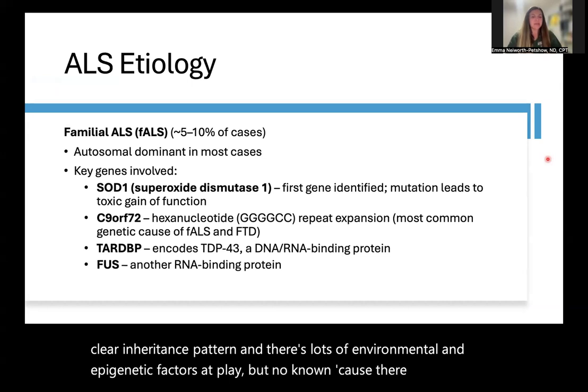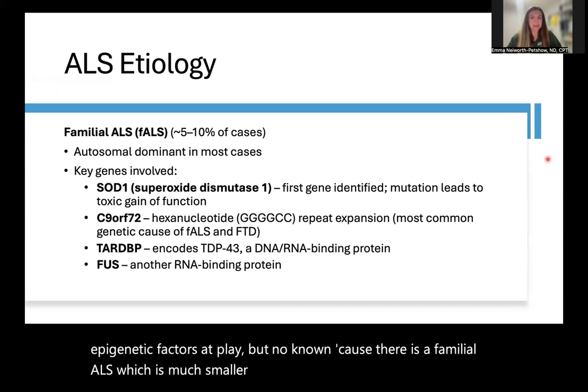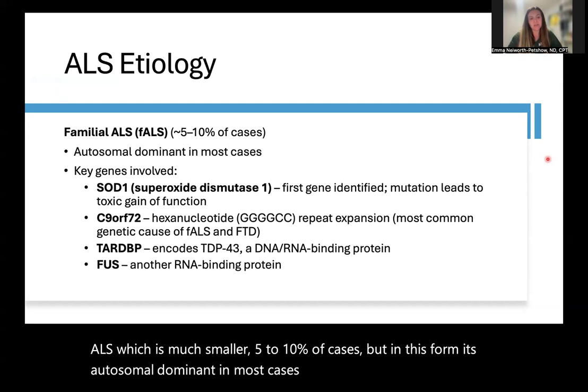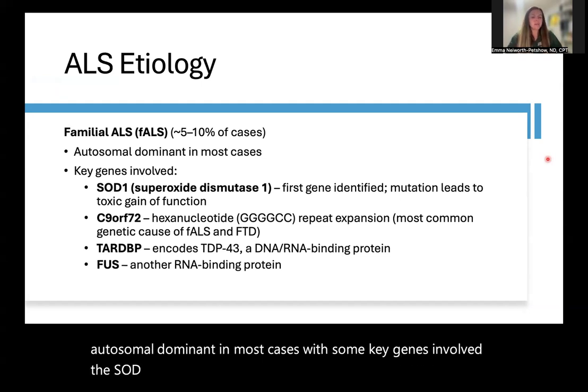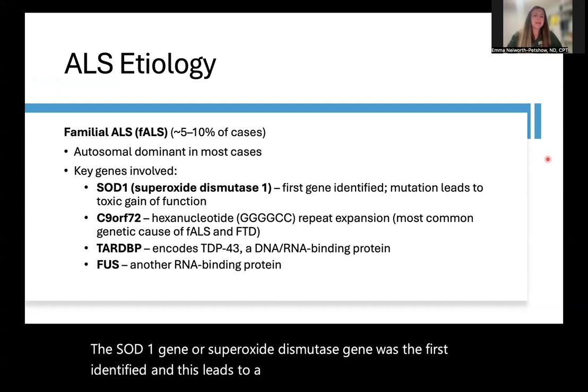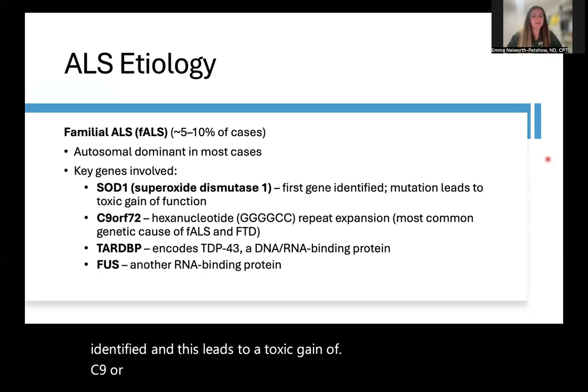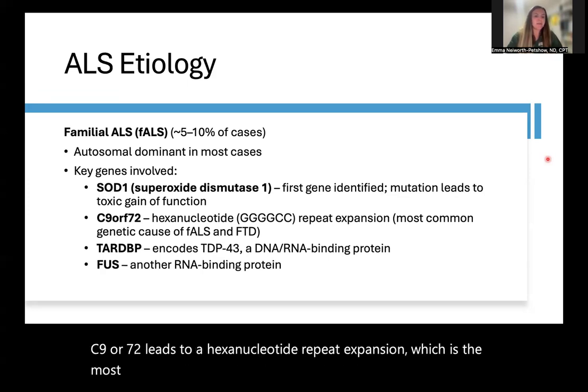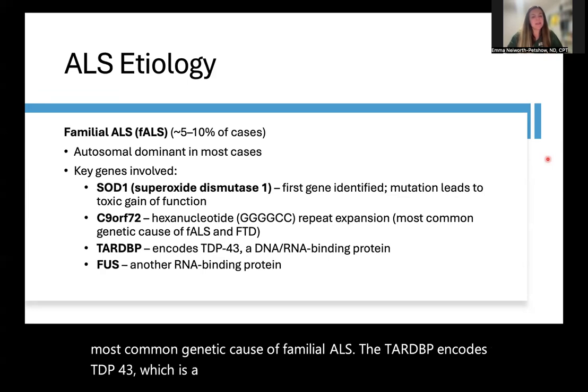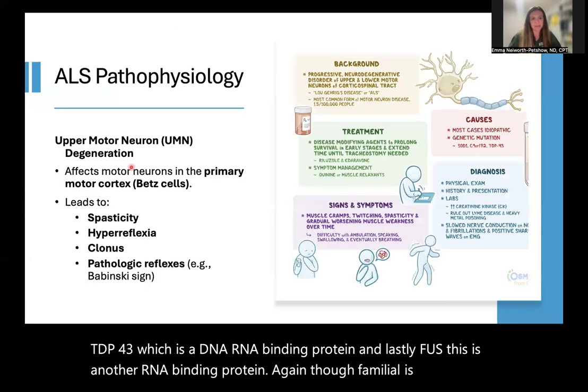There is a familial ALS, which is much smaller, 5 to 10% of cases, but in this form, it's autosomal dominant in most cases with some key genes involved. The SOD1 gene, or superoxide dismutase gene, was the first identified, and this leads to a toxic gain of function. C9orf72 leads to a hexanucleotide repeat expansion, which is the most common genetic cause of familial ALS. The TARDBP gene encodes TDP43, which is a DNA RNA binding protein. And lastly, FUS, this is another RNA binding protein. Again, though, familial is the least common type.